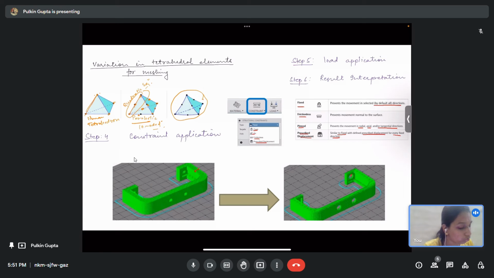Then you apply constraints, which are different kinds, that is fixed, frictionless surface, pinned surface, or a definite displacement. Then you apply similarly load, maybe it can be surface force, point force, pressure, bearing load, etc. And then you interpret your results. Now using this FEA simulation, we can see we have moved from geometry 1 to geometry 2, which has reduced the material, reduced the print time, and effectively has also reduced the cost.